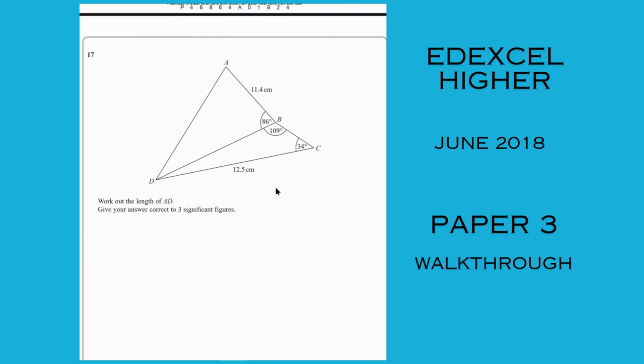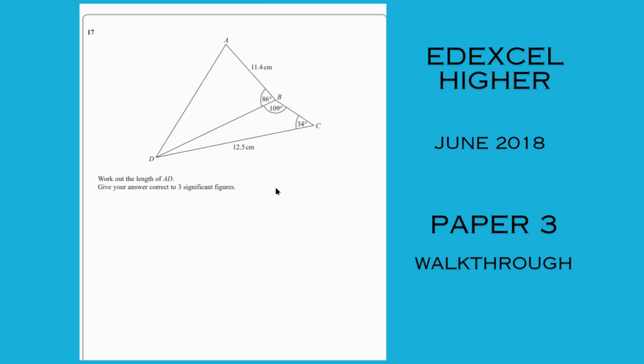Number 17, we have 2 triangles, non-right angled, so I hope it's obvious. It's sine rule, cosine rule, could be double of 1, could be 1 of each. This turns out to be 1 of each. Work out the length of A to D. So I always like to call what I'm ultimately after X.